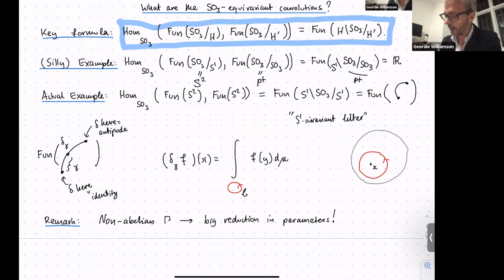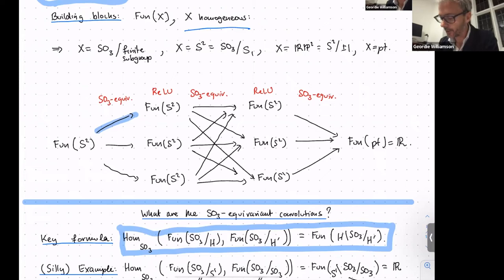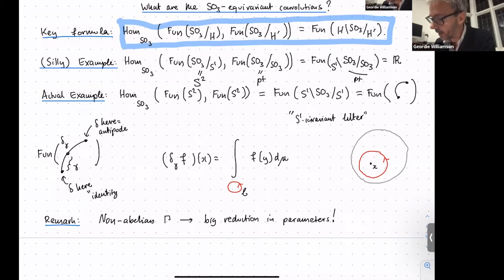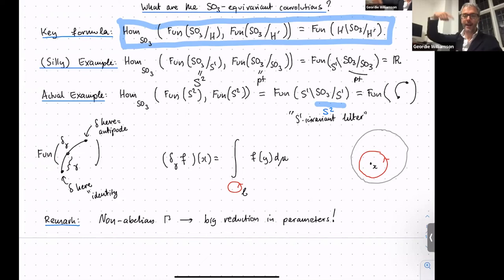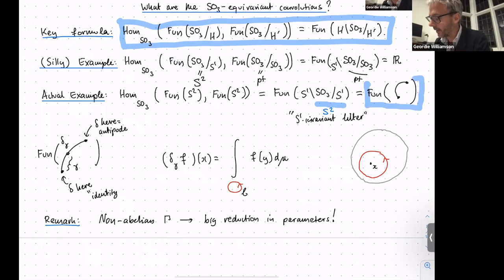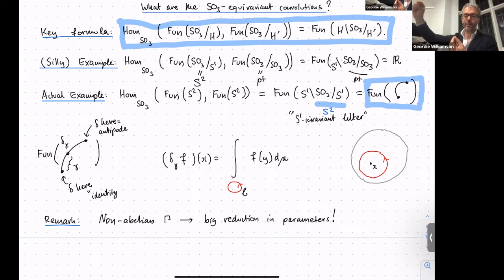Now, a better example is if I look at what the convolutions are between functions on S2 and functions on S2. So this would actually be a convolution here. And here the answer is really beautiful. This is SO3 mod S1, so this is S2. Now I take S2 and mod out by the rotation action, and what I get is basically functions on the unit interval. So any such function is determined by its restriction to an arc from the South Pole to the North Pole.